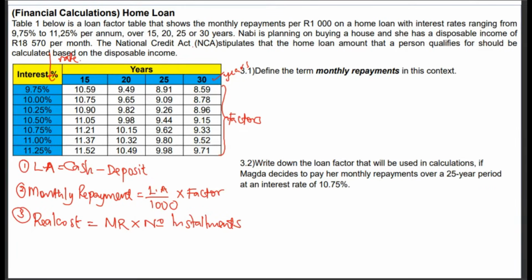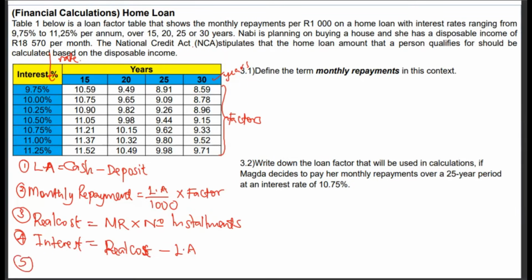Then number 4, they might also ask you for the interest. How much interest was it? So the interest will come from the real cost minus the loan amount that you took. Why don't we include deposit? Because deposit does not carry interest.